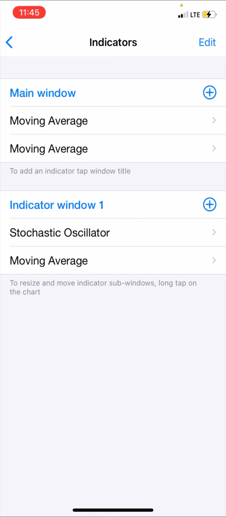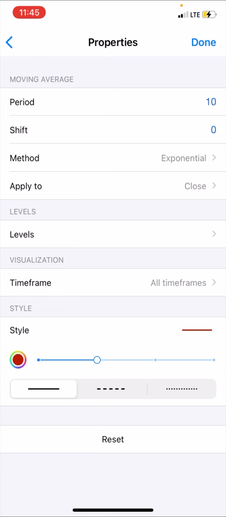All right, so let me show you. You are clicking the plus sign that is next to the indicator window 1, and this is where you're adding your moving average, the last moving average for this strategy. So period 10, shift 0, method exponential, apply to close. Levels are not needed, and then you can decide to use any color that is visible on your charts.